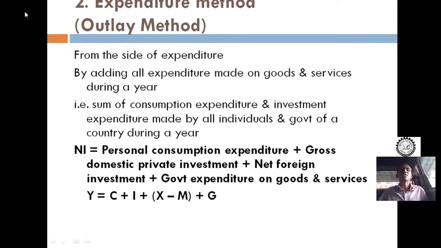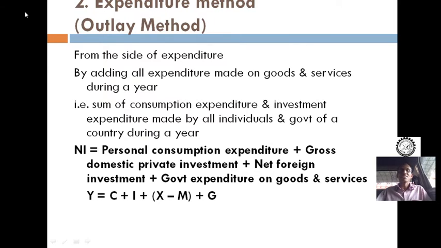Now, the second method is the expenditure method or outlay method. By this method, we measure national income from the side of expenditure. That is, adding all expenditures made on goods and services during a year gives rise to national income. It is the sum of consumption expenditure and investment expenditure made by individuals as well as government during a year.